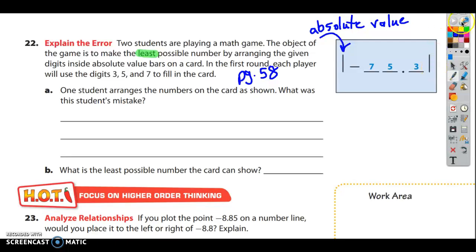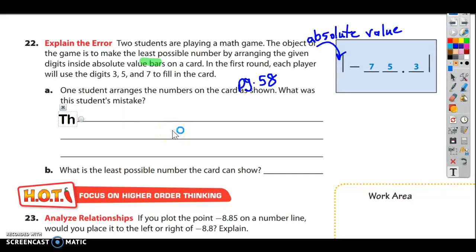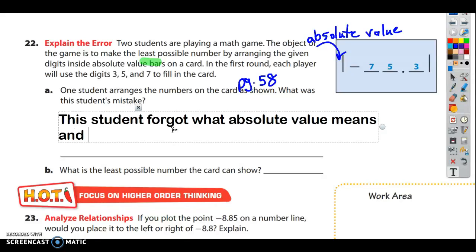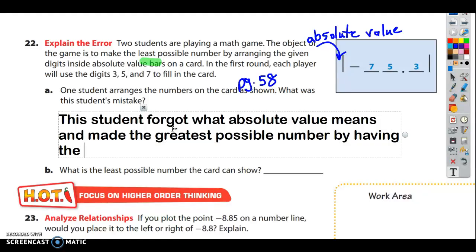Well, question A reads, one student arranges the numbers on the card as shown. What was the student's mistake? Well, I think that since they put the 7 first, this student probably forgot what absolute value means. They didn't make the least possible number, they made the greatest possible number by having the 7 first.